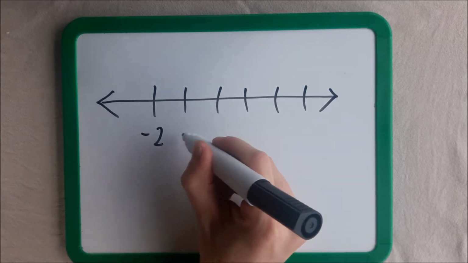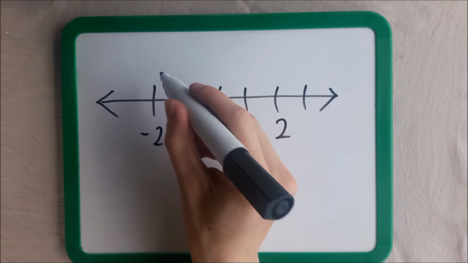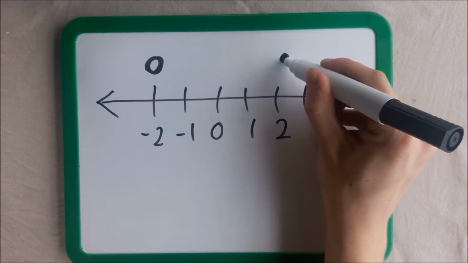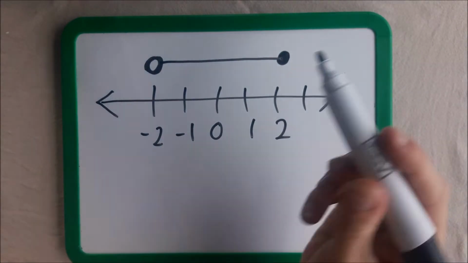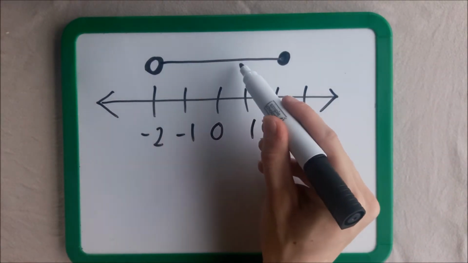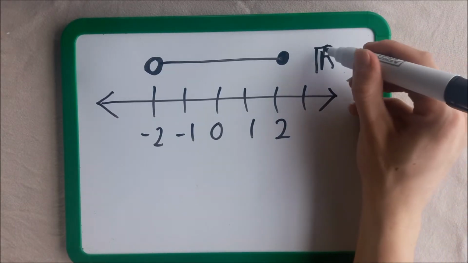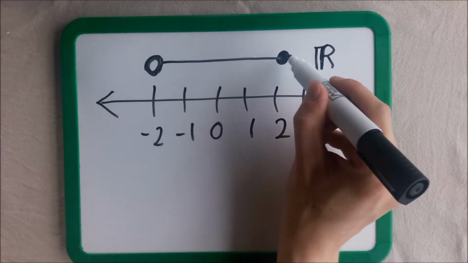So we have -2, -1, 0, 1, 2. And here we have an open circle above there and a closed circle at 2, and a line in between. The first thing we can notice is that because it's above the number line, these must be real numbers. Then the next thing, we need to find out the boundaries.